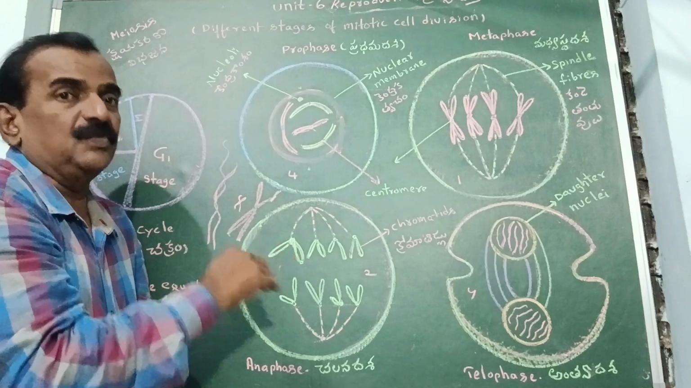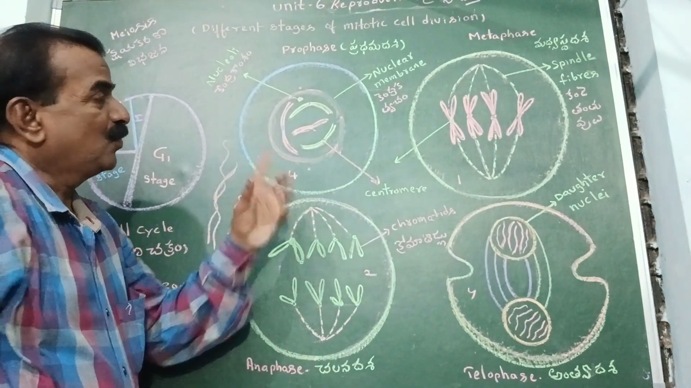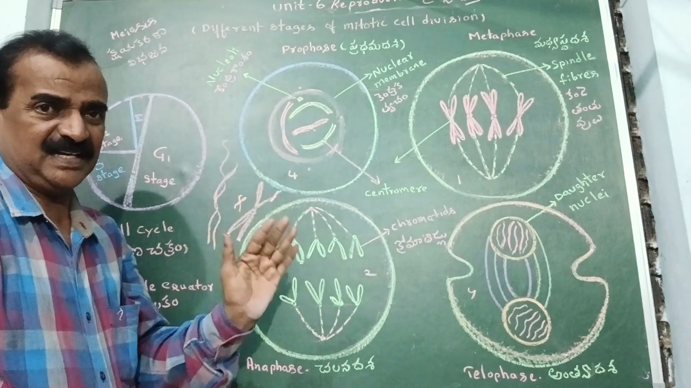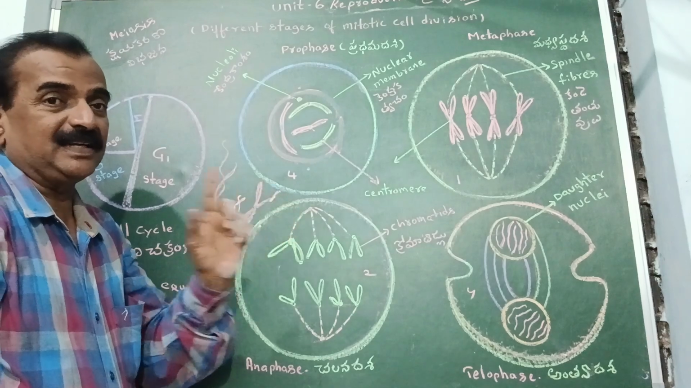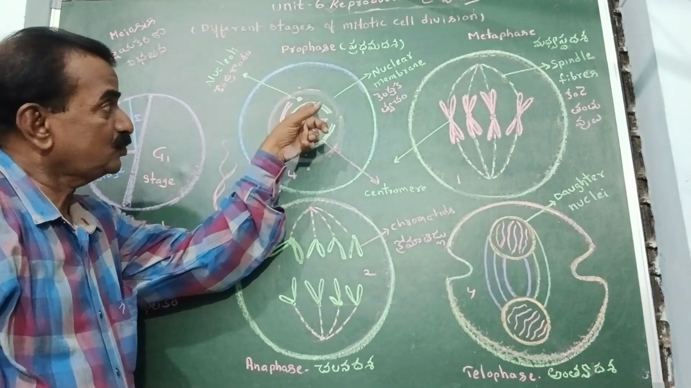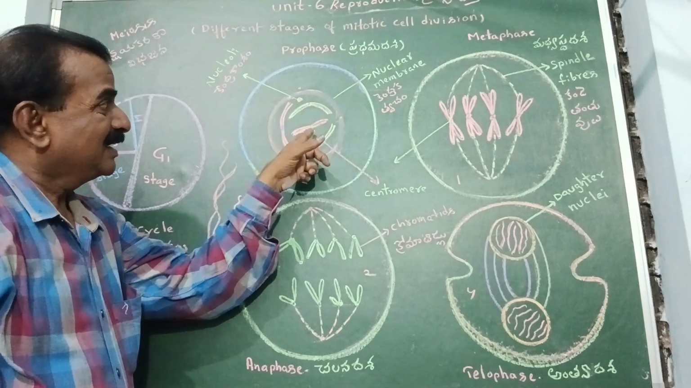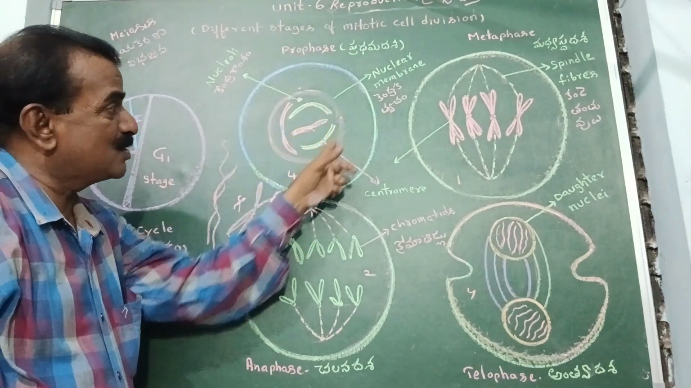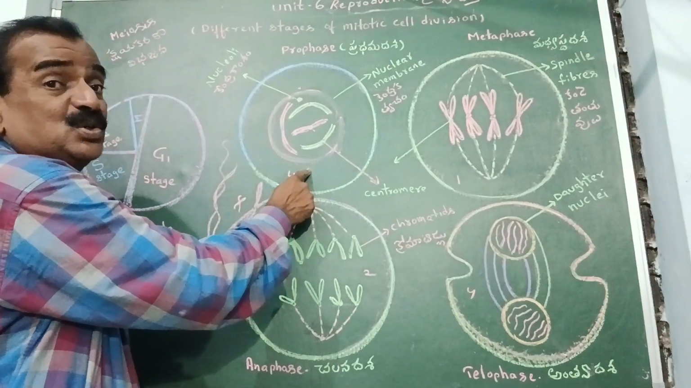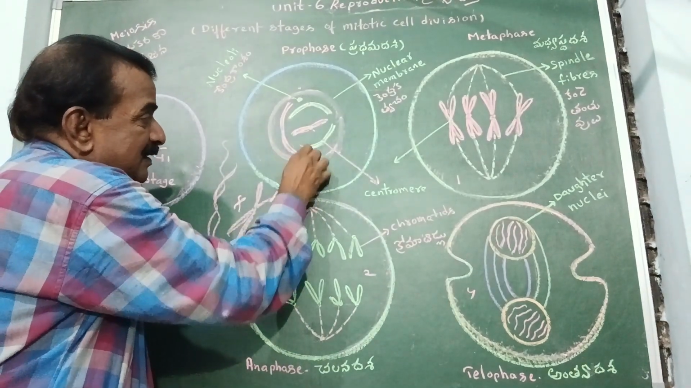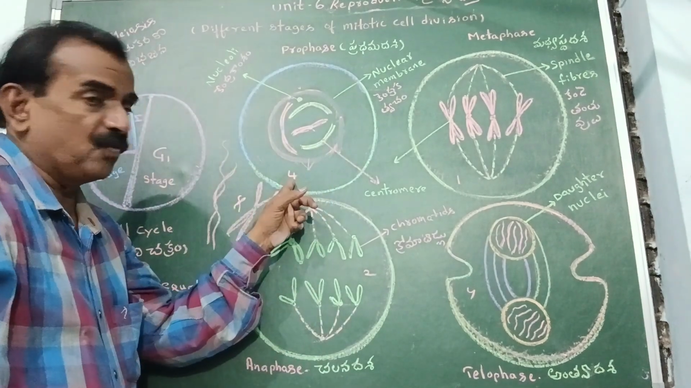In prophase, how many changes did we observe? Four. First, chromosomes condense, get coiled, and become visible even in the light microscope. Second, chromosomes split lengthwise to form chromatids. Third, the nuclear membrane disappears, and fourth, centrosomes consist of centrioles, which form spindle fibers. Those are the points you need to write for prophase, four points.